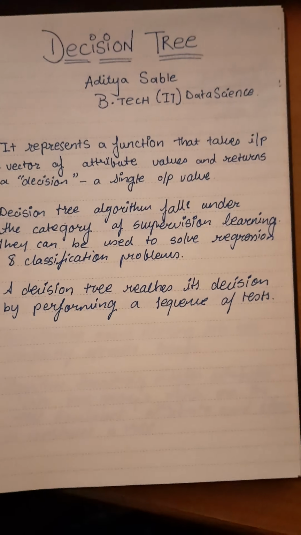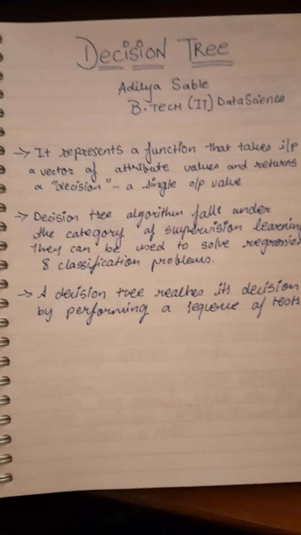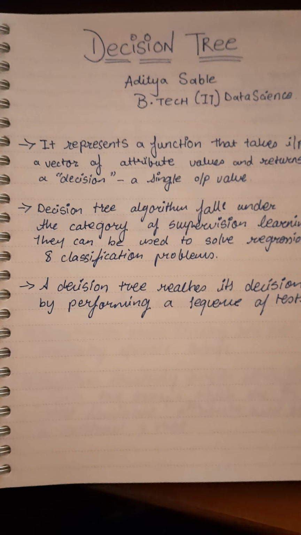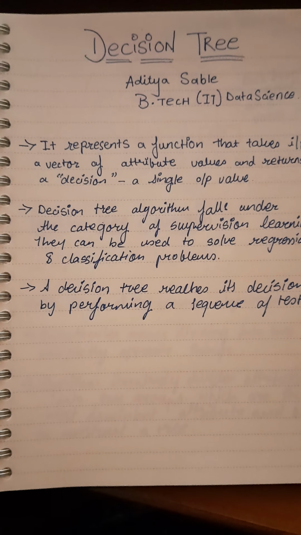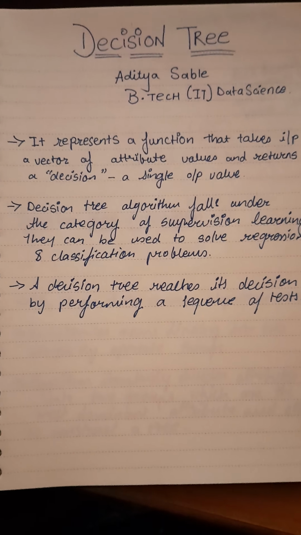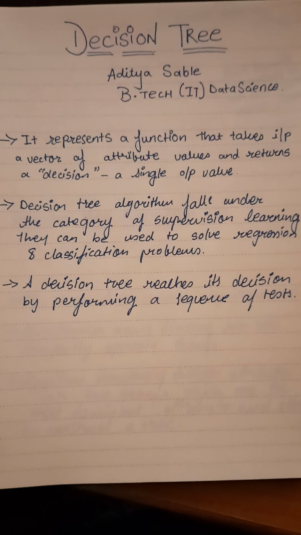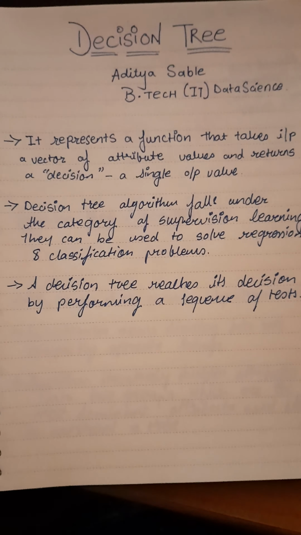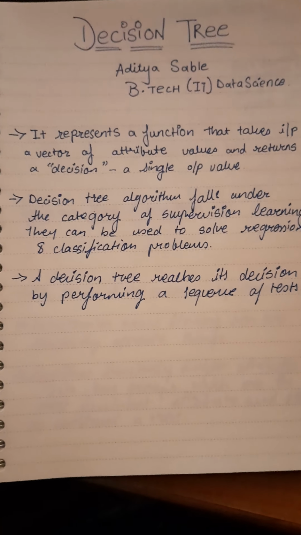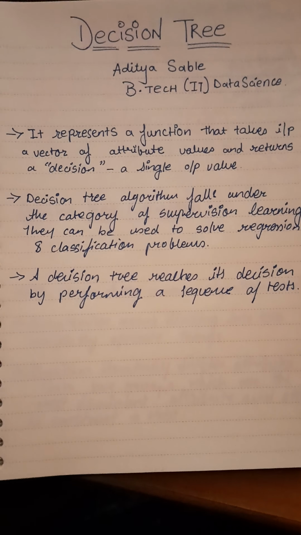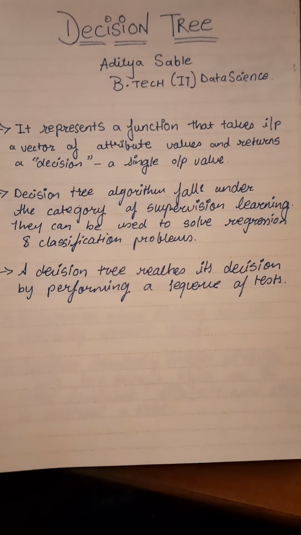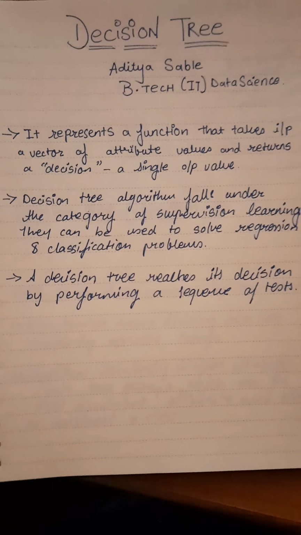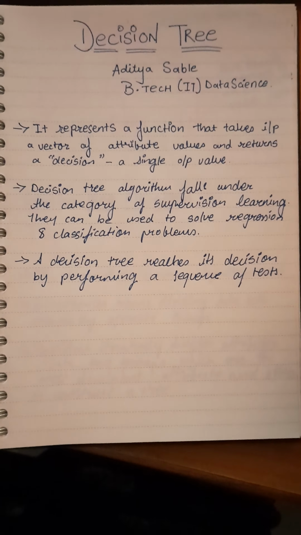So in decision trees, for predicting a class label for a record, we start from the root of the tree. We compare the values of the root attribute with the record's attribute. On the basis of comparison, we follow the branch corresponding to that value and jump to the next node. Let's start with the example.